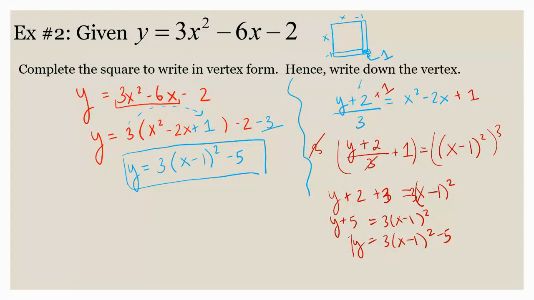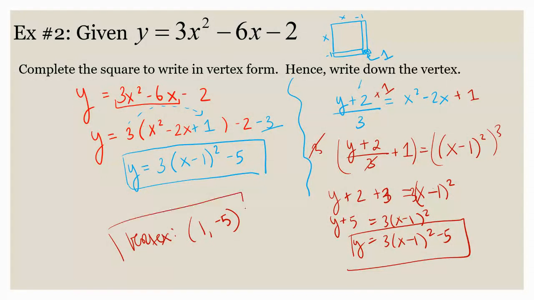And then, therefore, I've done it by completing the square. These are both completing the square. Hence, write down the vertex. Make sure you finish the problem. So the vertex is 1, negative 5. Right?